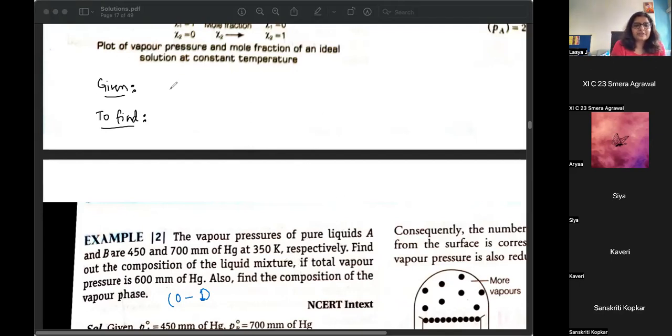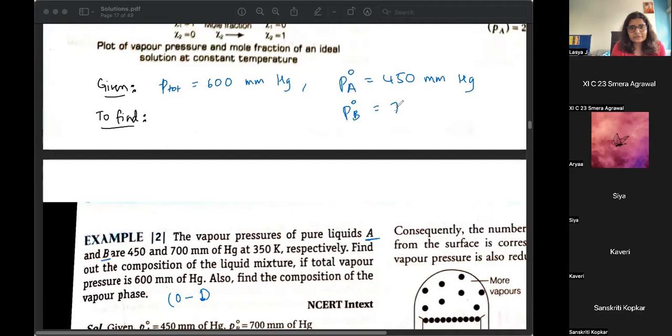Sanskriti, tell me what you did. What is given in the question? We'll start with that. Ma'am, P total is given as 600. Okay, P total is 600 mmHg. What else? P1 naught is given as 450. Yes. Let's call it A and B because यहाँ पे they've outright given A and B, आसान रहेगा. And PB naught is given as 700.